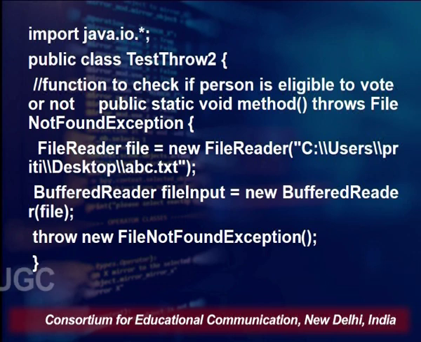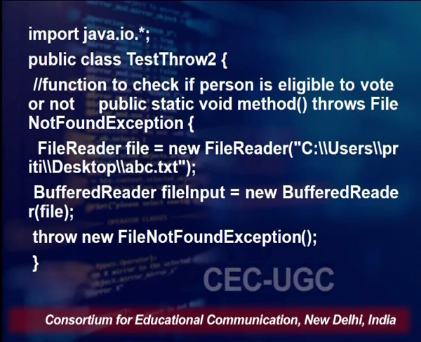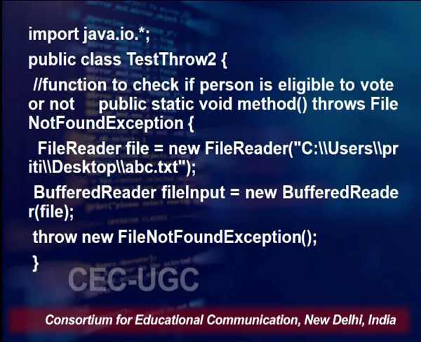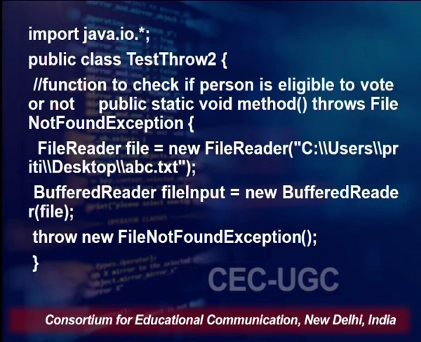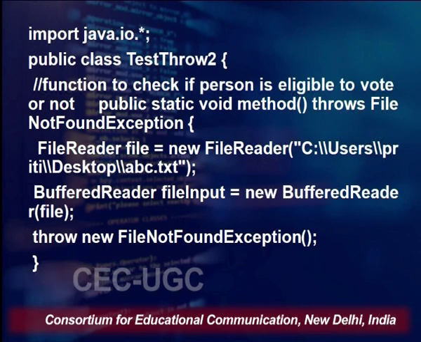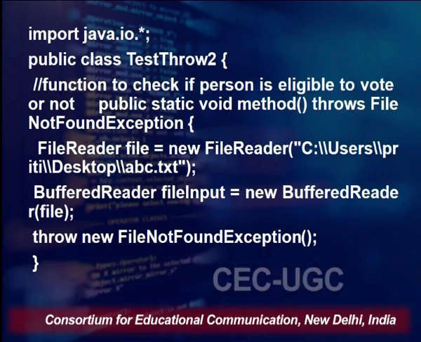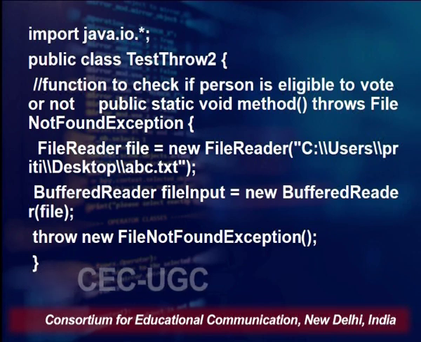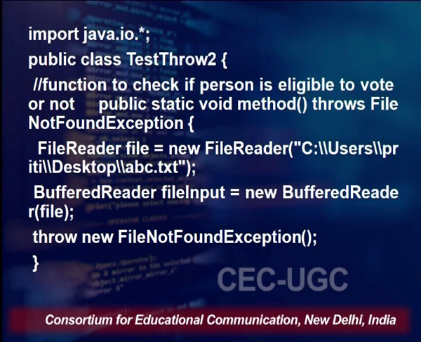Now please look into the signature. The method says public static void method throws FileNotFoundException, and within this method we have created a variable of FileReader, in which the path of one particular file, abc.txt, has been assigned. Simply, we have made an object pointer which is pointing towards the file abc.txt.